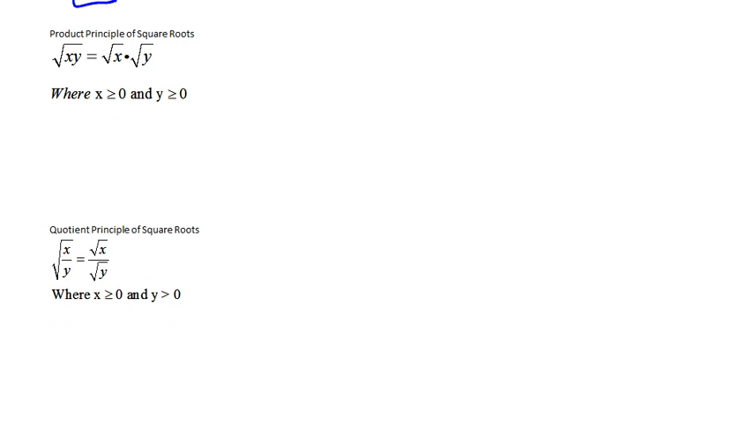One is what we call the product principle of square roots. So let's imagine that we have the square root of 4, and it's being multiplied by the square root of 16. Now if you look at this principle, the square root of x times y equals the square root of x times the square root of y. This is where x is greater than or equal to 0 and y is greater than or equal to 0. So that means x or y cannot be a negative integer.